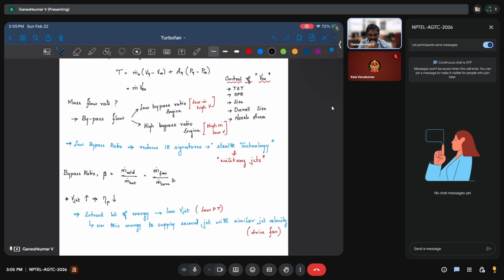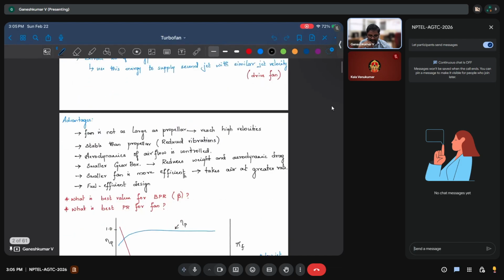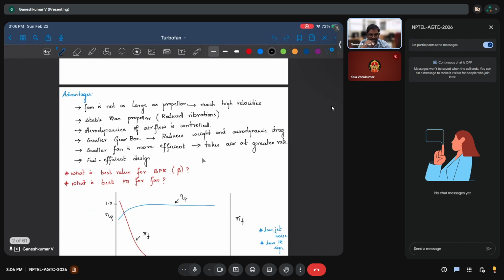The bypass ratio is defined as m dot fan divided by m dot core. There is also the propeller engine, where you have a very big propeller, and adding a propeller also provides higher thrust, but it comes with a lot of vibrations. However, the fan is not as big as a propeller, so the flow is confined, and hence you have a very stable engine with reduced vibrations. Aerodynamics is better controlled, and it has a smaller gearbox and a few other efficiencies.